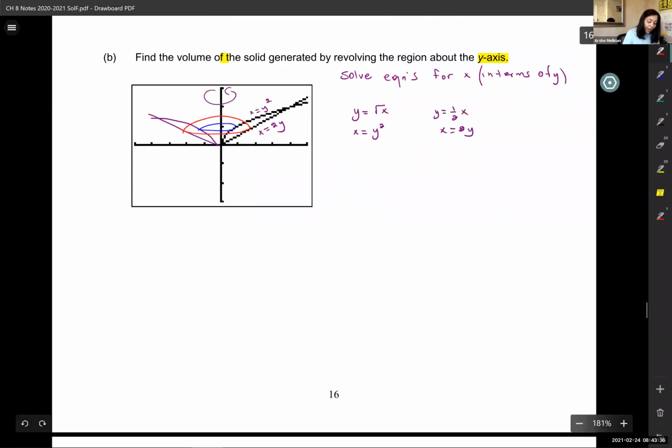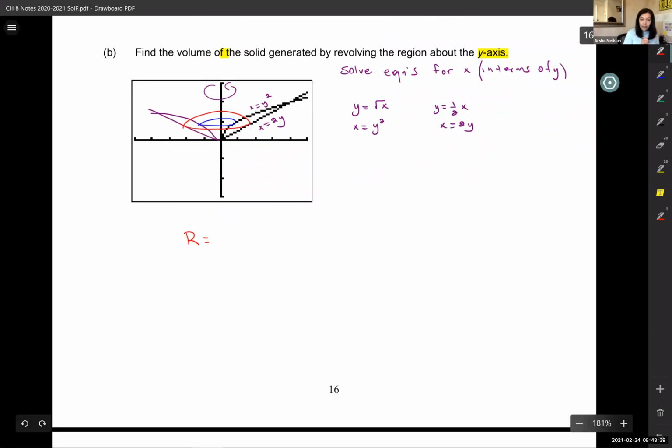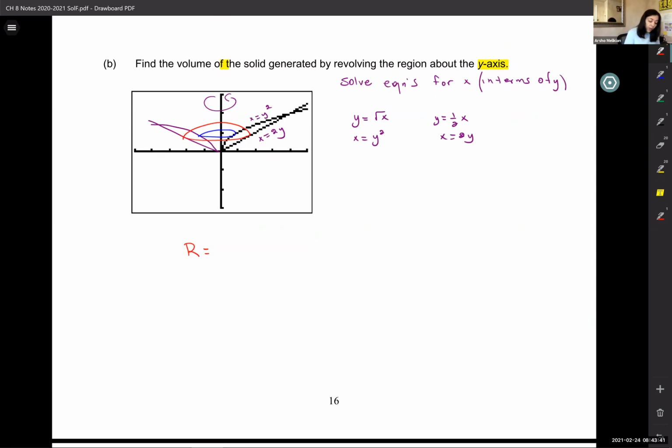Okay, now I need to figure out the big radius and the little radius. The radii go from the axis of rotation out. The big radius goes out to the farthest function. In this case, it's 2y. Okay. The little radius goes from the axis of rotation out to the closest function. In this case, it's y squared. All right. I am choosing my words very, very carefully here, right? Because these are the words that we're going to use for the next varieties that we're going to do.